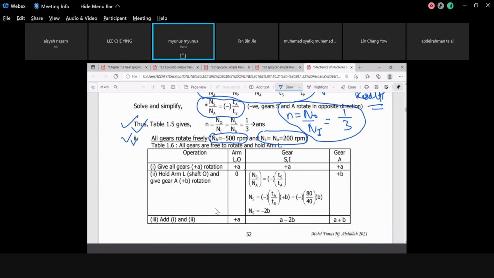Same table, but different operation. The operation is plus A and plus B. Now give all gears positive A, positive A, positive A, positive A. Again, P is excluded. So now the whole arm, you still hold the whole arm. This is the procedure. And you give gear A. Can you give gear B? I will show you later. You can give A or you can also give B. So give A positive. Your arm becomes zero.